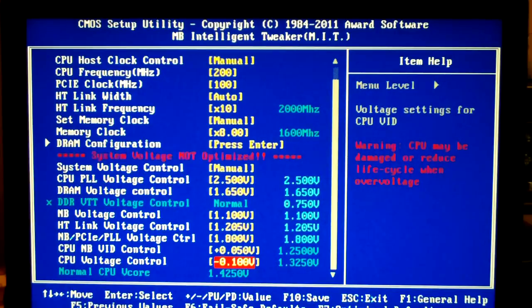negative 0.1 volts below stock, which stock is supposed to be 1.425. And then right here it says it's at 1.325, but in Windows non-load it is 1.396, somewhere around that region. And then under load it's like 1.36. So you know, you have to compensate for that. That's the only bad part.